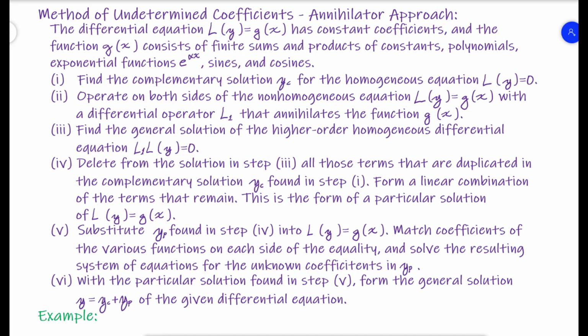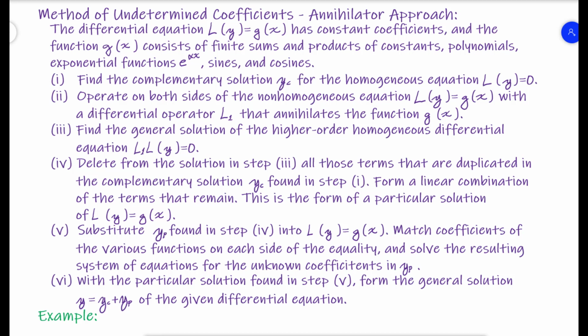Set that aside, and then what we're going to do is determine an annihilator for the function g of x. So again, smallest order, meaning smallest exponent, that n value needs to be as small as possible for a differential operator that's going to annihilate g of x. Once you've determined that, we're going to name it L1.